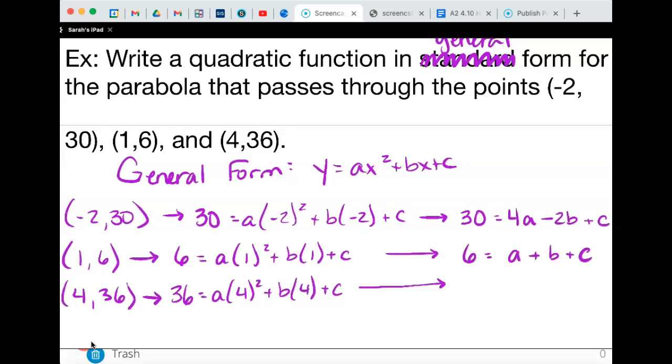So 4 squared is 16. Instead of b times 4, we write 4b plus c. Okay, so this is what I need to use to solve for a, b, and c. And we've solved problems like this before.